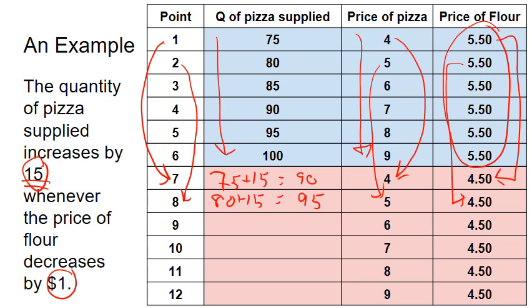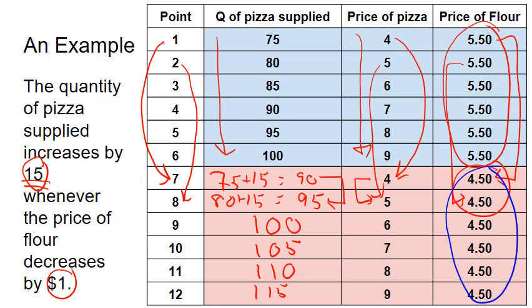Notice, as the price of pizza goes up by $1, the quantity supplied goes up by 5 when the price of flour is constant. If we continue in this fashion, the next quantities are going to be 100, 105, 110, and finally 115. We can now plot the new supply curve for what happens when the price of flour is $4.50 instead of $5.50.